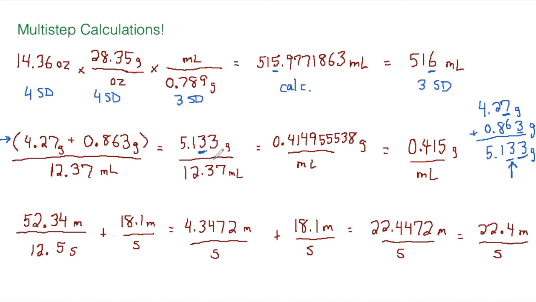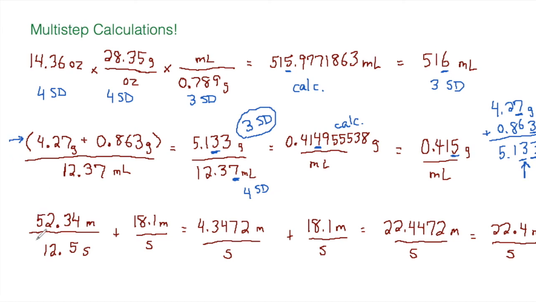However it's written, we are now doing a division problem. Our numerator has 3 significant digits, even though we kept a 4th digit here. And our denominator has 4 significant digits. When we do this division, this is what our calculator gives us. And we should go down to 3 significant digits because that is fewer. So 1, 2, 3. We should round this to 0.415 grams per milliliter.